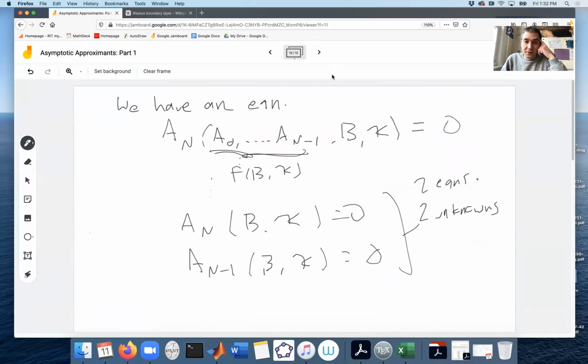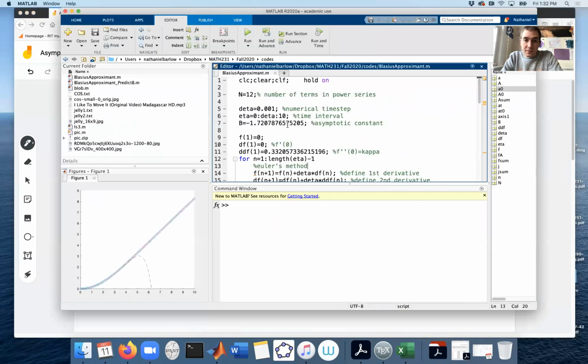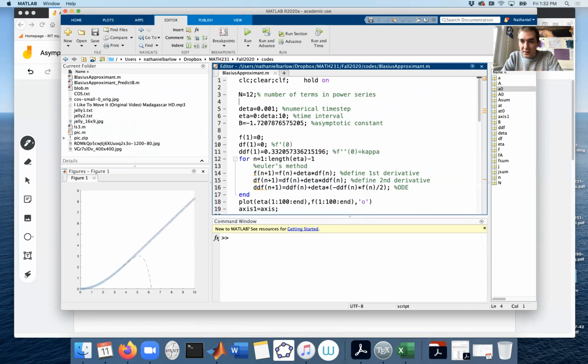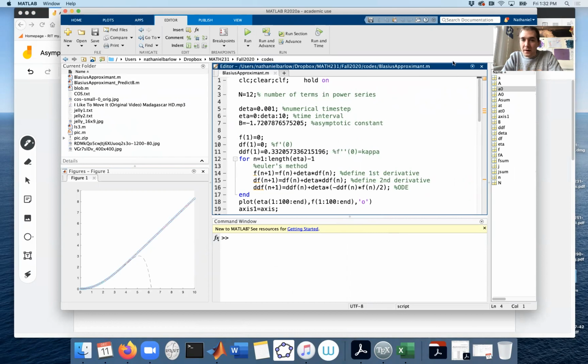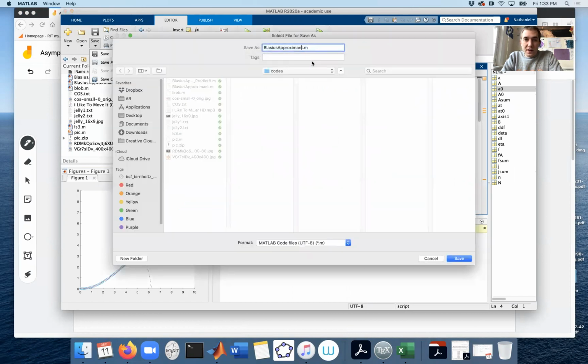Okay, so we have these 2 equations, a sub n equals 0, a sub n minus 1 equals 0. Let's go ahead and modify our code to, instead of enforcing b and kappa, predict them instead, to make this a completely self-contained method. Okay, so here's our old code. And if you want this code, I know we wrote it from scratch in the last few videos, so maybe you can write it from scratch too if you want, but you can just send me an email and I'll email it to you so you don't have to rewrite the whole thing. Let's save this as a new file though. Velocity approximate predict stuff.